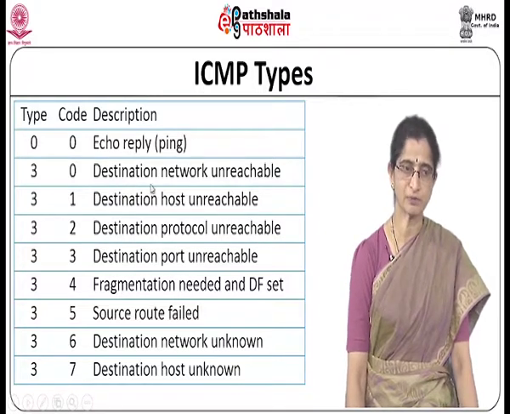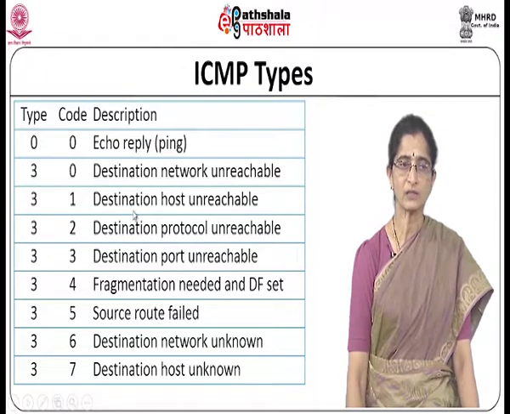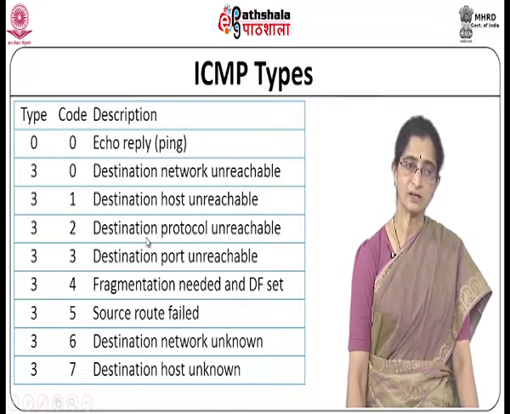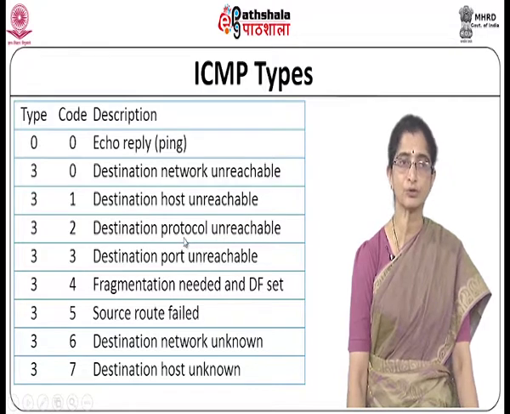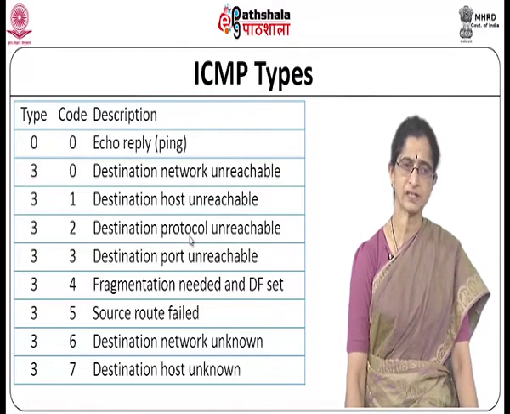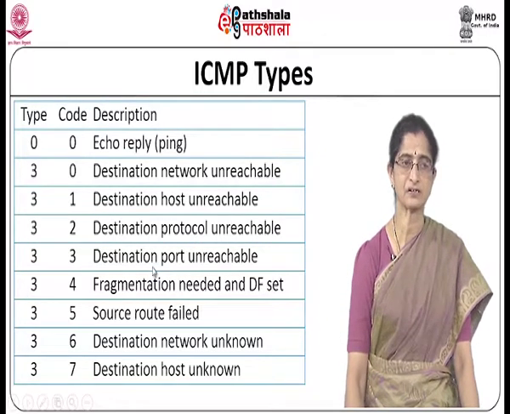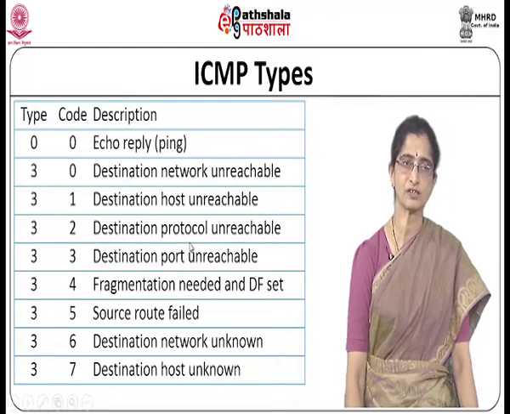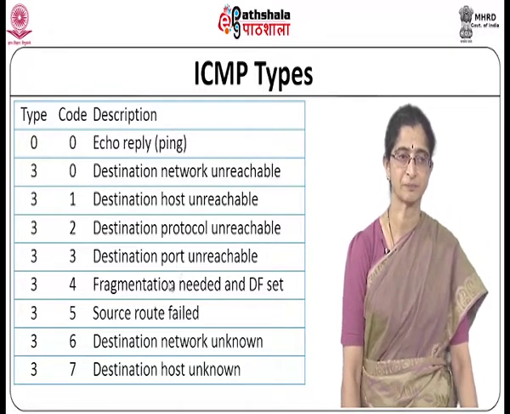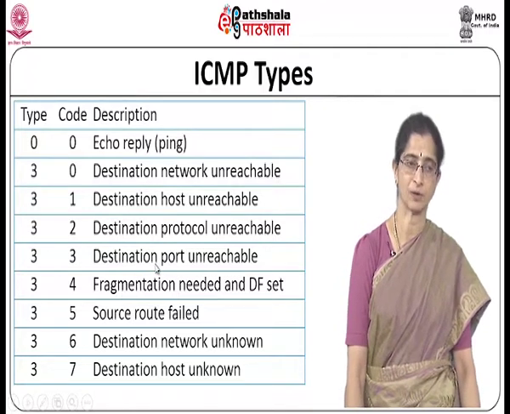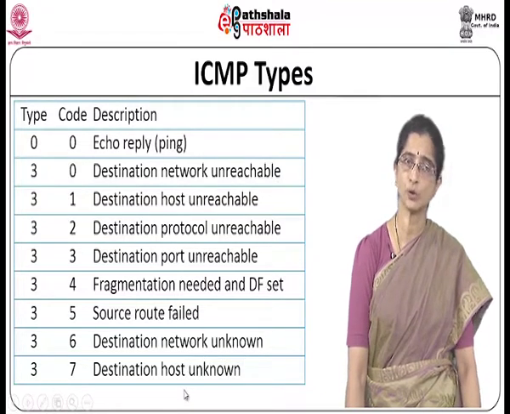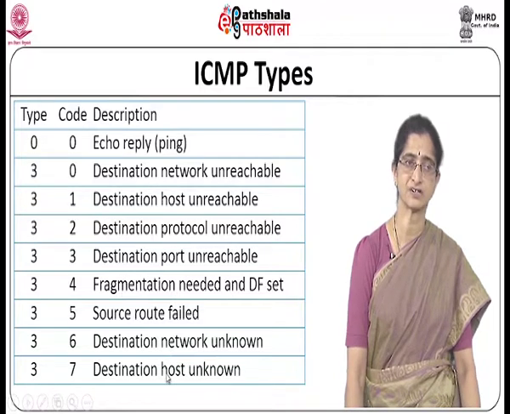The destination could be unreachable because the network itself is unreachable, or it may be that the destination host is unreachable, which means you can reach the network but you are unable to reach the host. The third one is that the destination host is reachable but the protocol is unreachable, which means you are not able to reach UDP or TCP, whichever protocol this packet belongs to. The next option is that the destination protocol is reachable but the destination port is unreachable, that is the UDP or TCP port specified. These are different destination unreachable options. Plus, you may also have a situation where the destination network is unknown or the destination host itself is unknown.